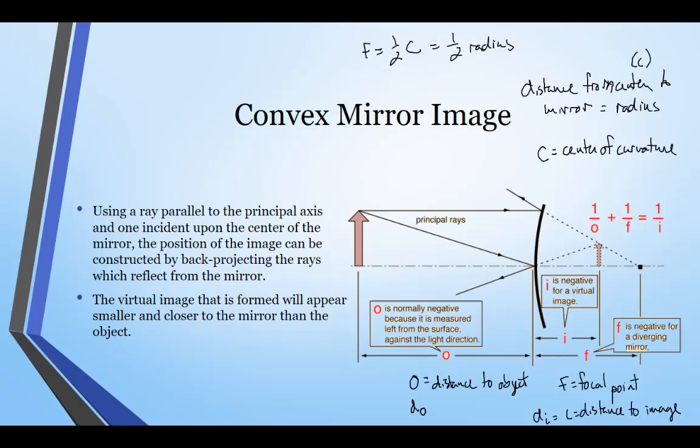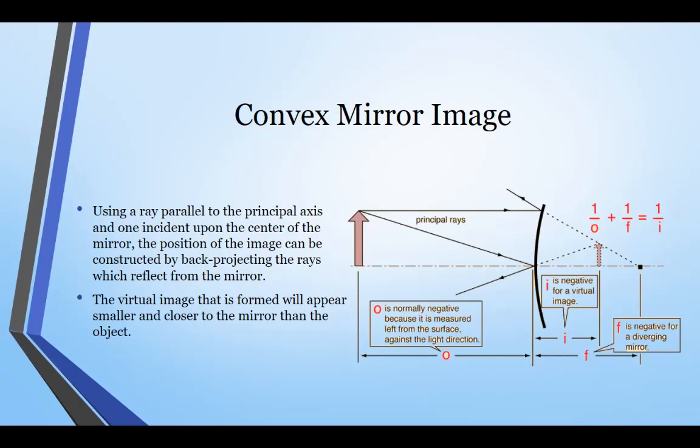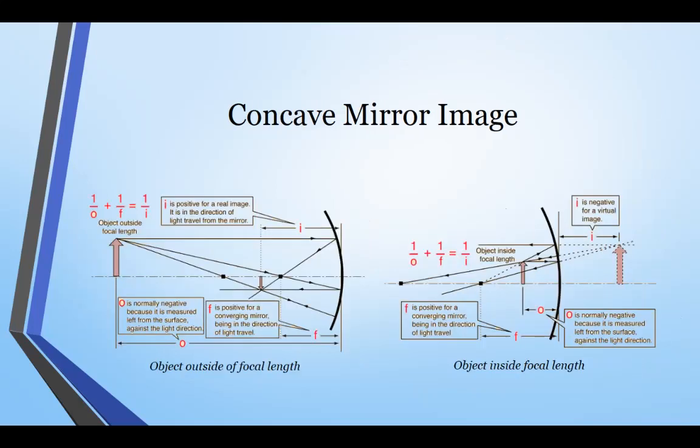So what I showed you here is a convex mirror, because you can't walk into it. But the other example we should take a look at is a concave mirror. In this case, there's a difference depending on whether the object is outside of the focal length or inside of the focal length. It's important to keep those things straight as we start looking at the objects.